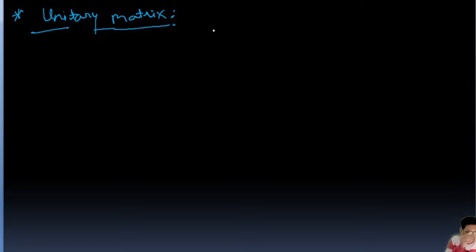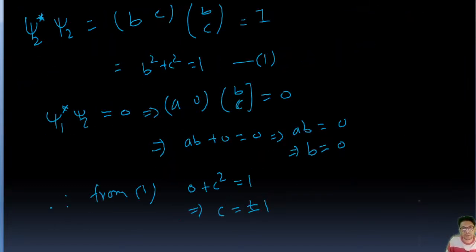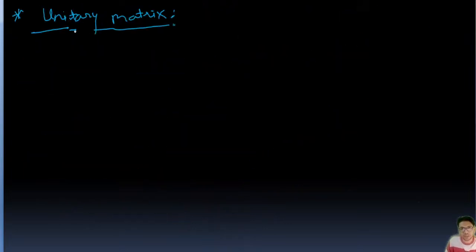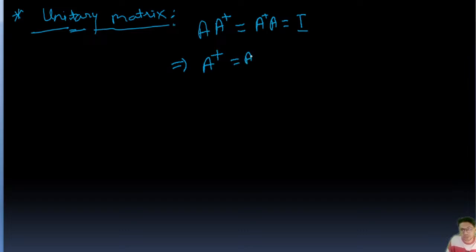Next, unitary matrix. Okay, so what is a unitary matrix? We have learned Hermitian and anti-Hermitian, right? This is for orthogonal condition, right? Now we are going to study the unitary matrix. Unitary matrix means, if A is a unitary matrix, it means A dagger A is going to be equal to I.